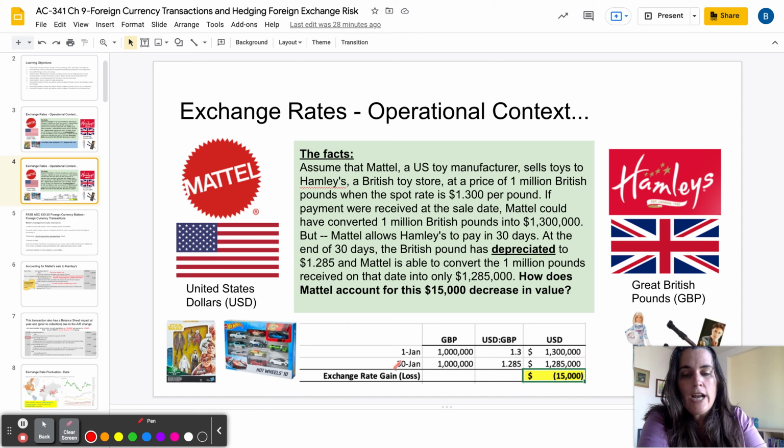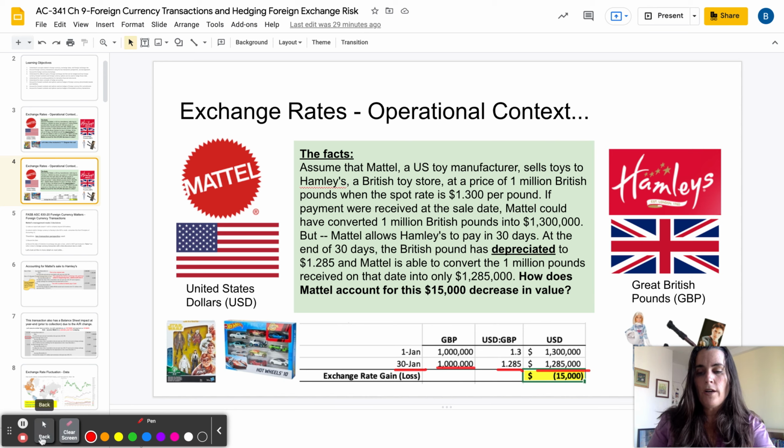But here's the wrinkle. On January 30th, 30 days later, this account receivable is going to be paid off. The original value of the transaction is still £1,000,000. That hasn't changed, but now the exchange rate has changed. It's now 1.285. One way to think about this: Hamleys writes out a check for £1,000,000 and sends it to Mattel, and it gets converted on Mattel's side to $1,285,000 because that's the exchange rate on that date. Mattel now has a $15,000 differential between the original sale value and the account receivable set up for that sale, and the actual cash they're realizing.